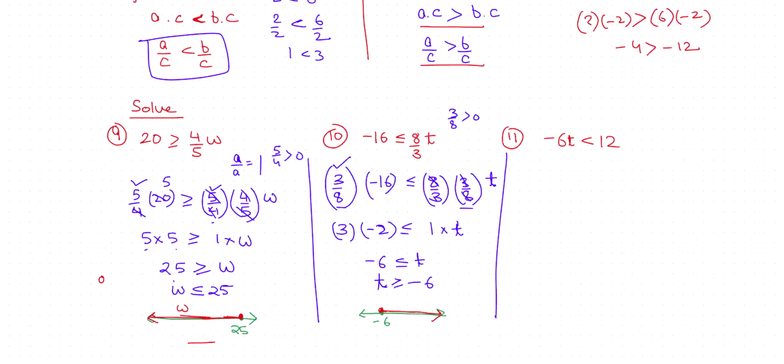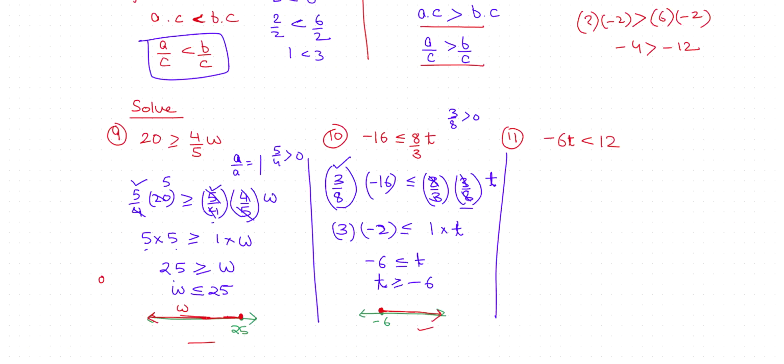This is the graph. We see that t is greater than or equal to negative 6. And since it is an equal sign, we close this circle. Okay, now let's do question 11.